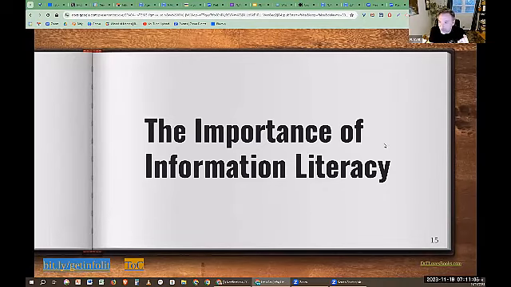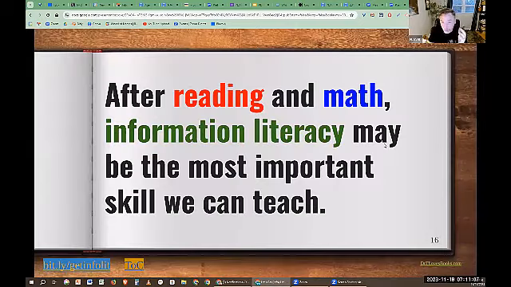Graphs, charts, infographics are one of them, but all of them have a lot of things in common. And I would argue that after reading and math, information literacy is probably the most important skill we can teach our students, because we are living in an information age. We literally live in an information age. That's how it's being labeled. So if we're not giving kids skills to deal with information, what are we doing?